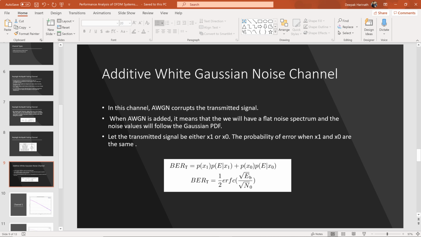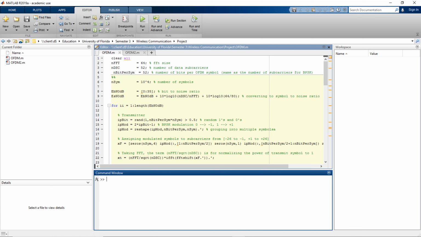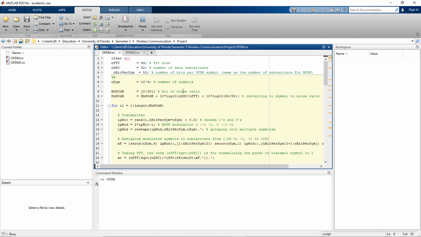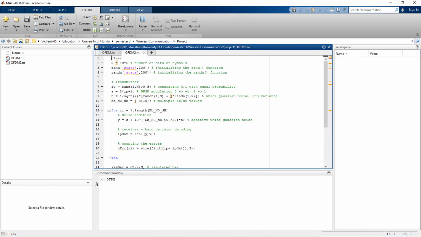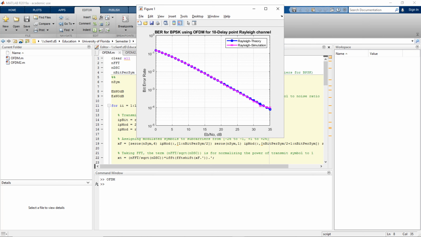So this system was simulated in MATLAB, and this is the MATLAB code for the Rayleigh multipath fading channel, and this is the MATLAB code for the additive white Gaussian noise channel. Now let's simulate the Rayleigh multipath channel first.